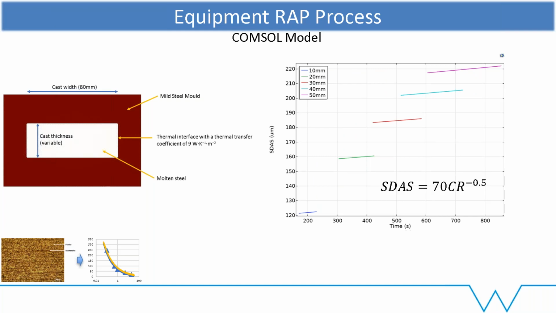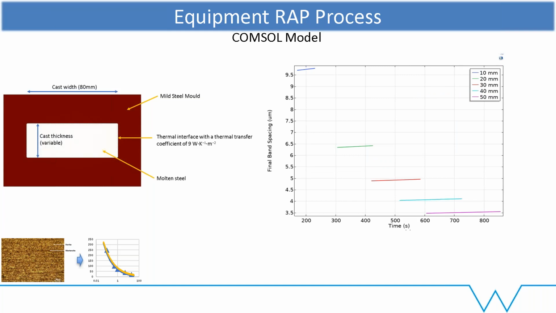And then finally, we know that a 10 millimeter sample will need to be deformed a lot less than a 50 millimeter sample for producing your standard automotive 1 millimeter sheet. So if we divide those values by the thickness, then we've got these final band spacing values that range anywhere between 9.5 microns all the way down to 3.5 microns. And from the initial picture, we can see that we were aiming for about 5 microns. So for this particular case study, we would choose a 30 millimeter mold.